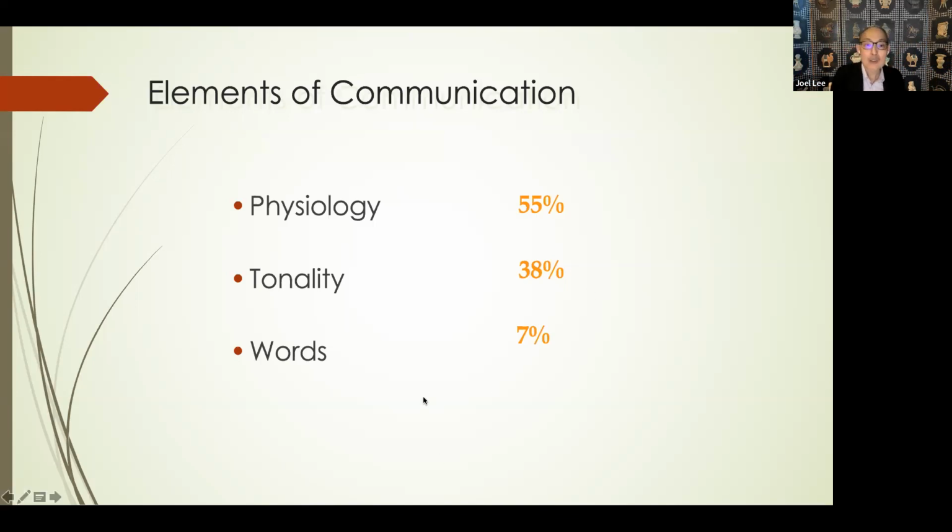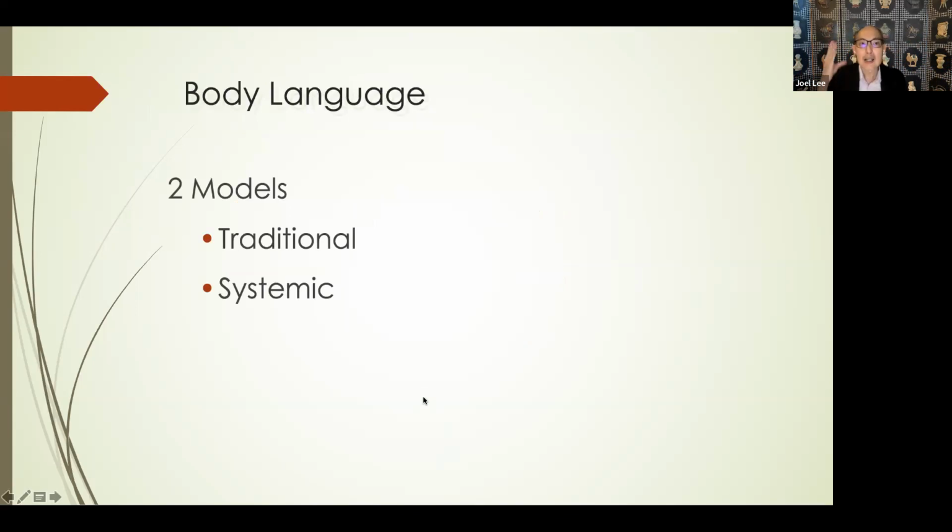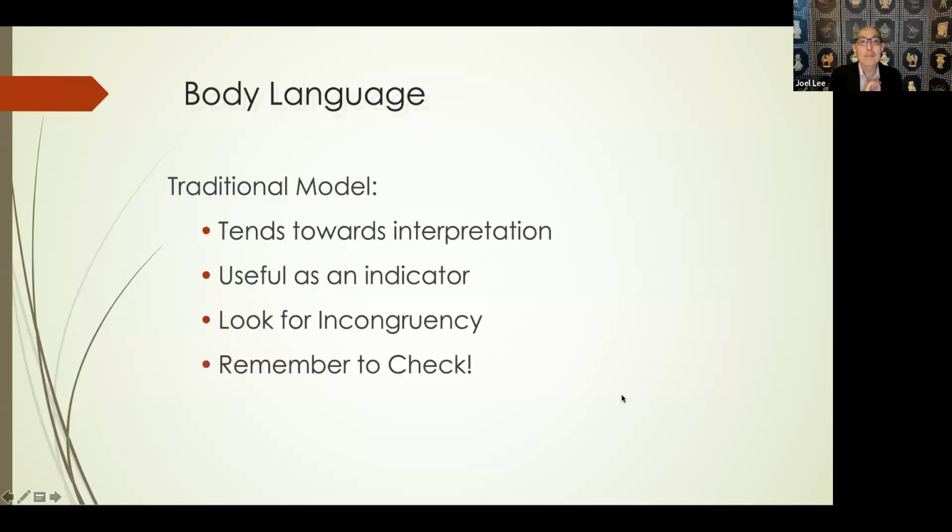Now, I wanted to just very quickly highlight for your attention that in NLP, we draw a distinction between two models of body language, what we call traditional and systemic. The traditional model, most of you will be familiar with. So what we call body language tends towards interpretation, right? You say that if people cross their arms, it means they're negative. If they cross their legs, it means they're negative. If for example, they turn their body away from you, they don't like you. If they touch their nose when they speak, they're lying, okay? These are common body language examples.